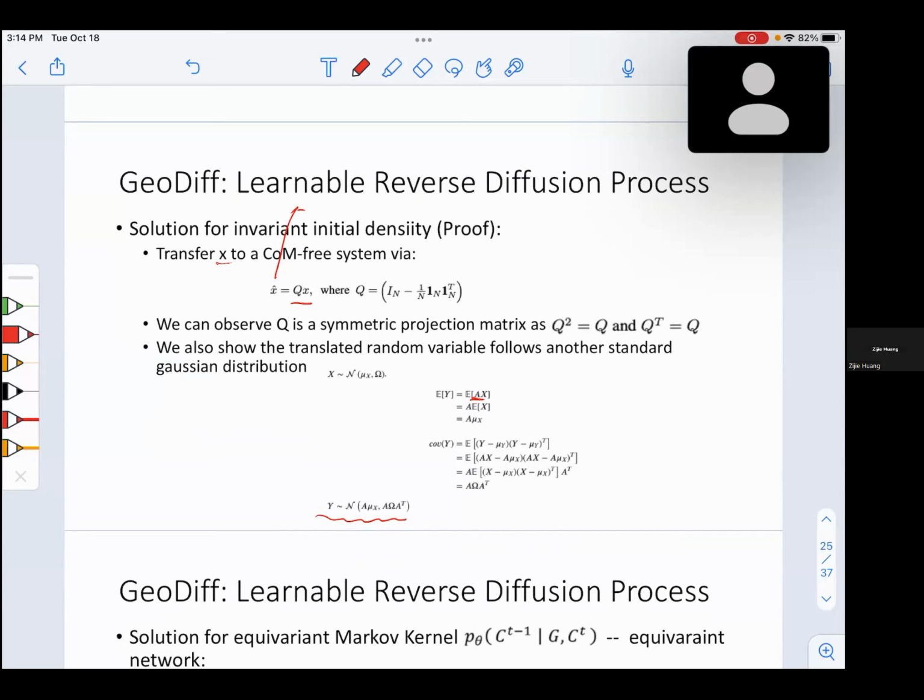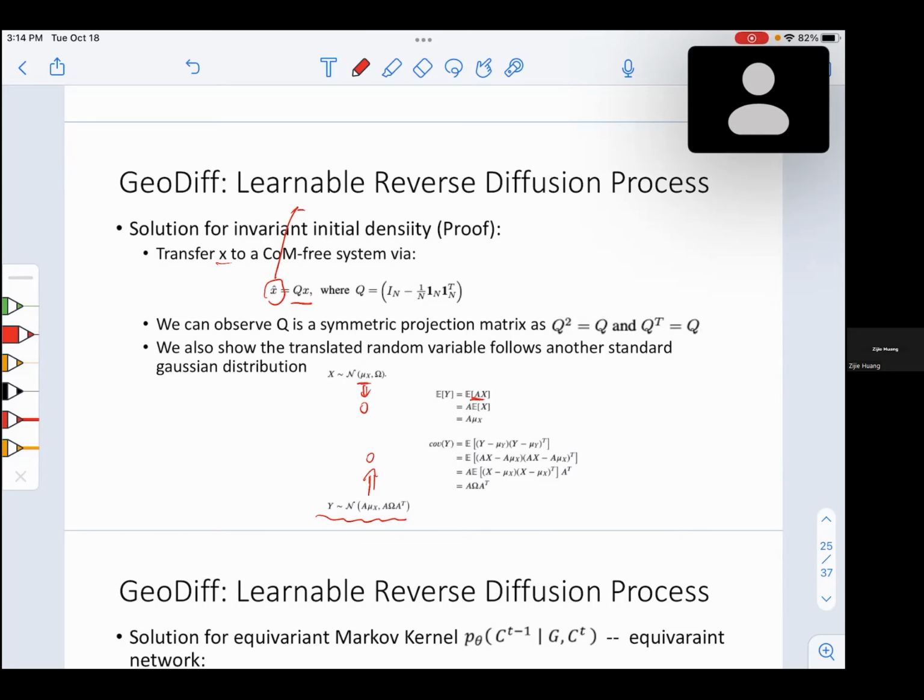But since, let's see, here this x hat is a COM-free system, meaning that this mu x itself is 0. So in that sense, this new transformed one also has a zero-mean Gaussian distribution, with only changes to its variance by doing some matrix multiplication.